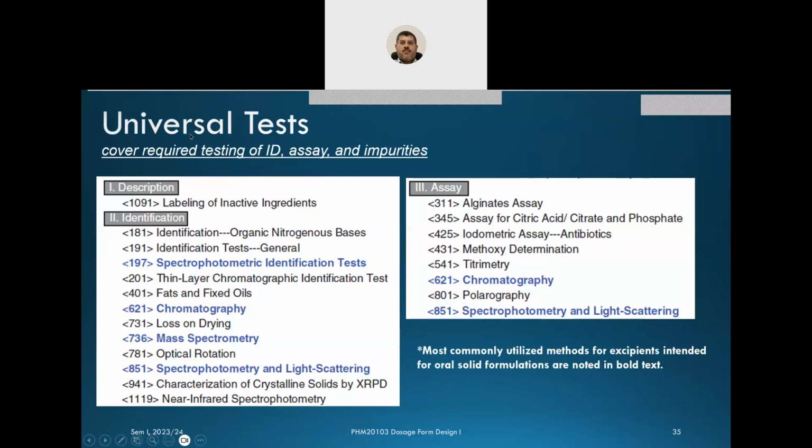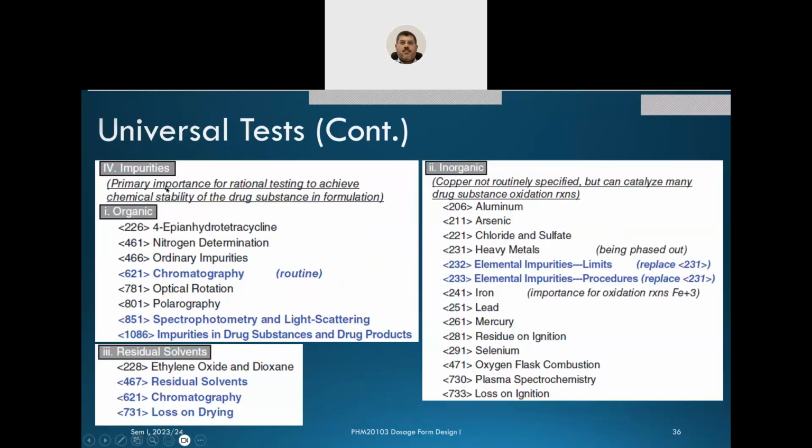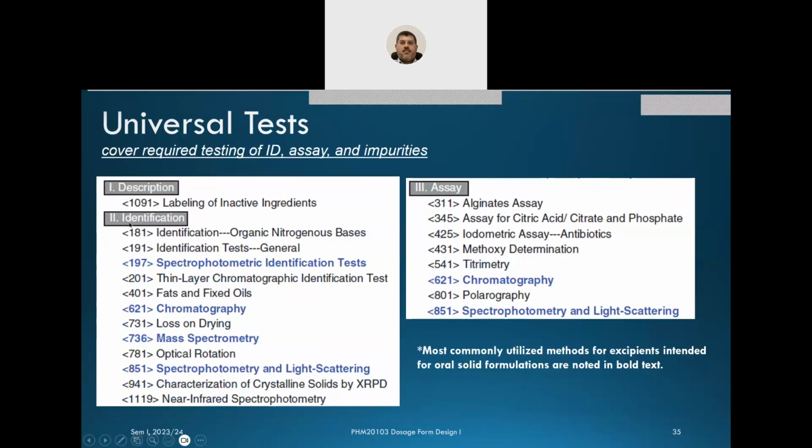These tests are many. Some are universal, meaning they are not specific to certain material. They can be applied to different materials, so they show generally how they are performed. For example, if you want to do mass spectrophotometry, chromatography, thin layer chromatography, identification tests as a general, how to determine the optical rotation and so on, and near infrared spectrophotometry, for example. So some are for description, some for identification, some are for assay. Chromatography is used for assay.